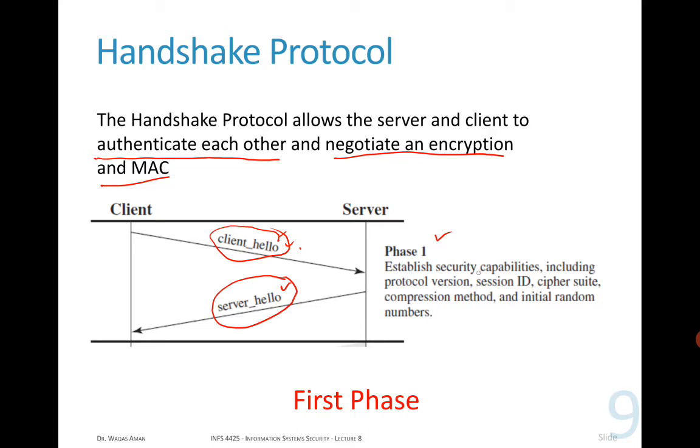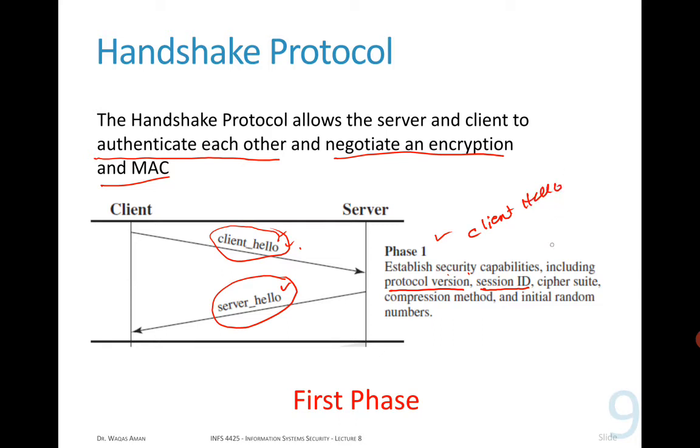In the client hello message, they establish the security capabilities, which means that they agree on the security capabilities, including which protocol version they are using. So the client will say I support SSL version 3 or 2 or TLS version 2 or 3, whatever it is. So they specify their protocol number. The session ID is being created. This is the client hello message detail.